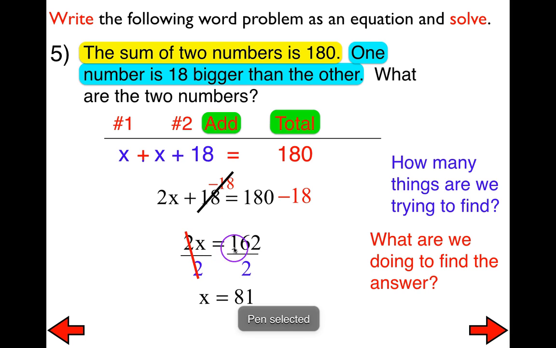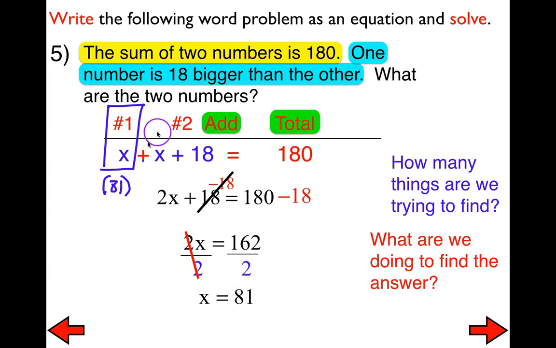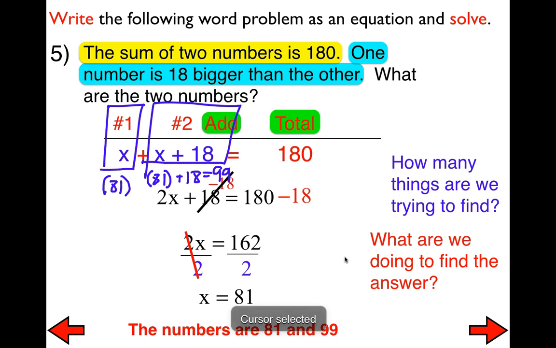Now the last thing we need to do is make sure we answer the question. It says, what are the two numbers? So the first number was just x. So I'm going to go ahead and substitute in 81 for x. So the first number is 81. Well, the second number is x plus 18. So here, again, I'm going to substitute 81 in for x, add 18, and that's going to give me 99. So my two numbers are 81 and 99. So quick reminder, please make sure you're answering the question and not leaving your answer as x equals 81.